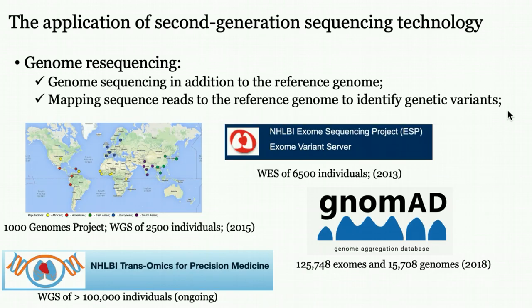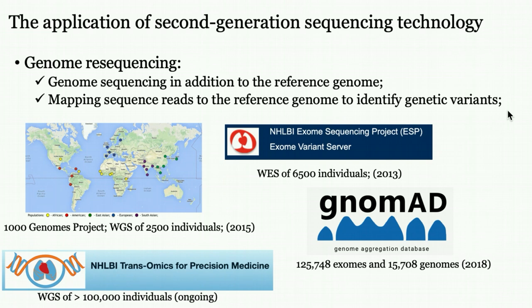And because of genome resequencing, there are many large-scale projects trying to understand genetic variations in the human population, and also to study the effect of genetic variation on human health. We mentioned the 1,000 Genomes Project in the last lecture. There are many other projects. For example, the whole exome sequencing project generated exomes for over 6,000 individuals.